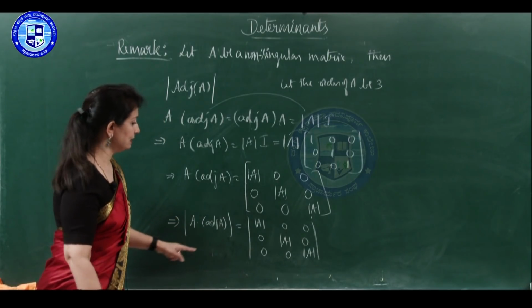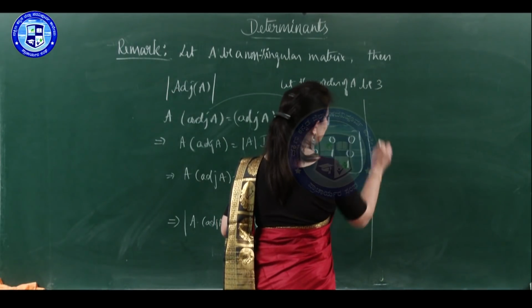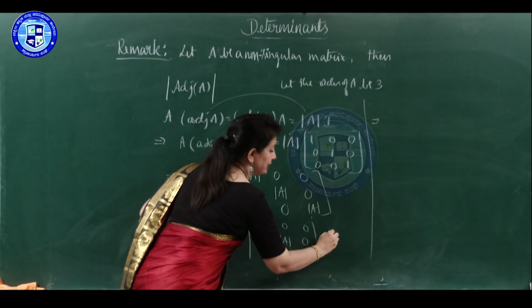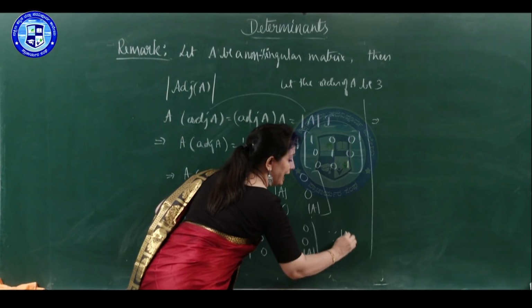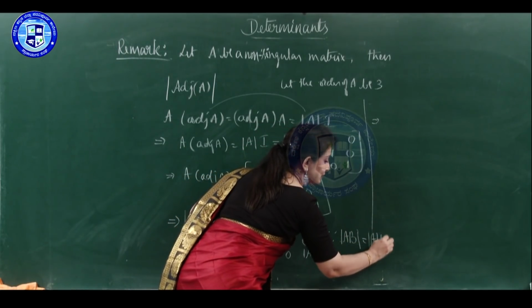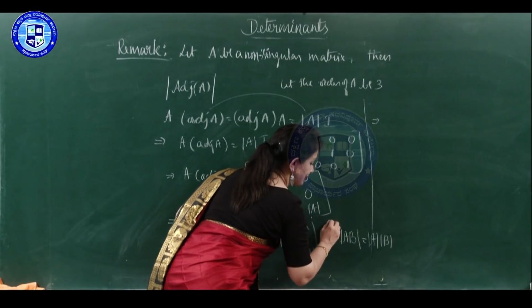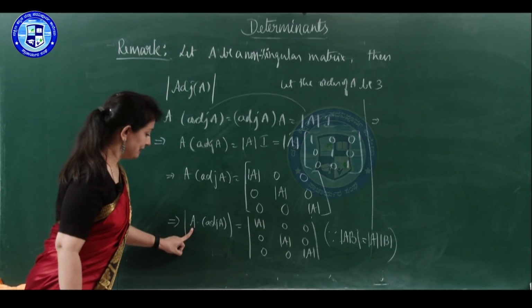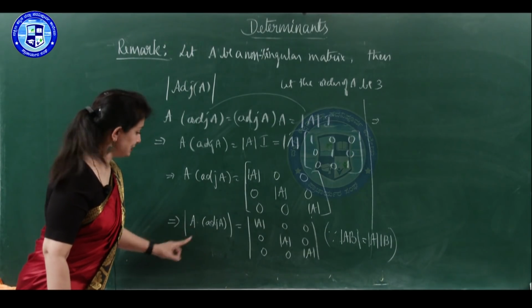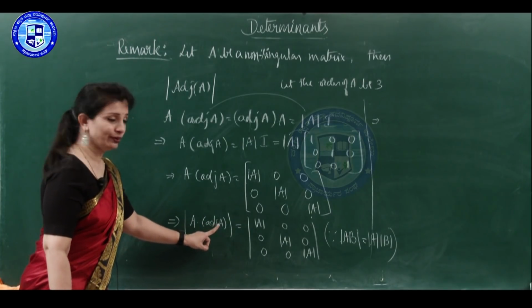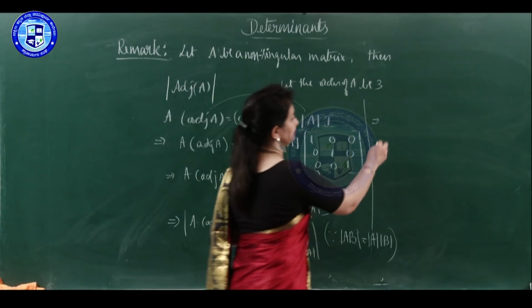so here it can be written as, which implies, and also we know determinant of A into B is equal to determinant A into determinant B. We can write like this. So, what is LHS? Determinant of A into adjoint A can be written as determinant A into determinant of adjoint A.